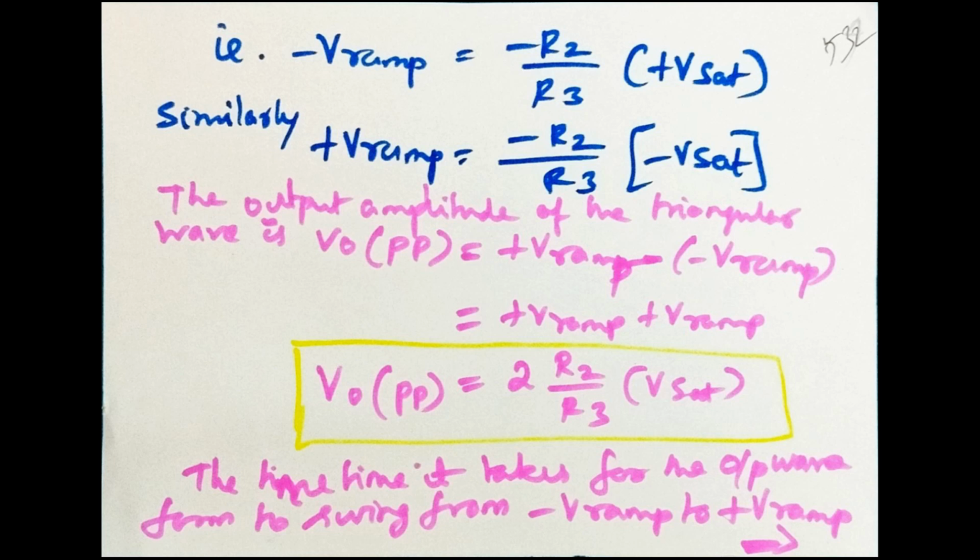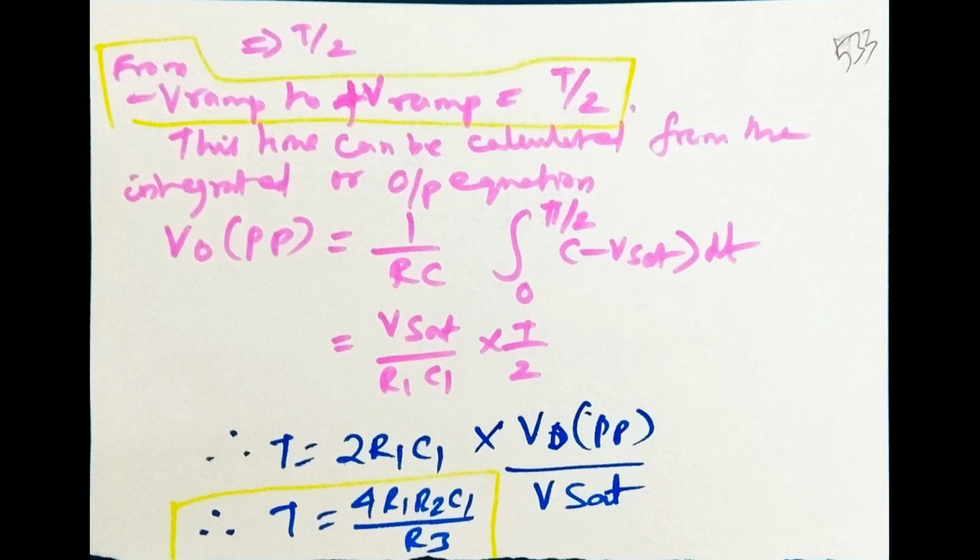The time it takes for the output waveform to swing from minus V ramp to plus V ramp, or plus V ramp to minus V ramp, is equal to T by 2. From minus V ramp to plus V ramp is equal to T by 2. This time can be calculated from the integrator output equation.